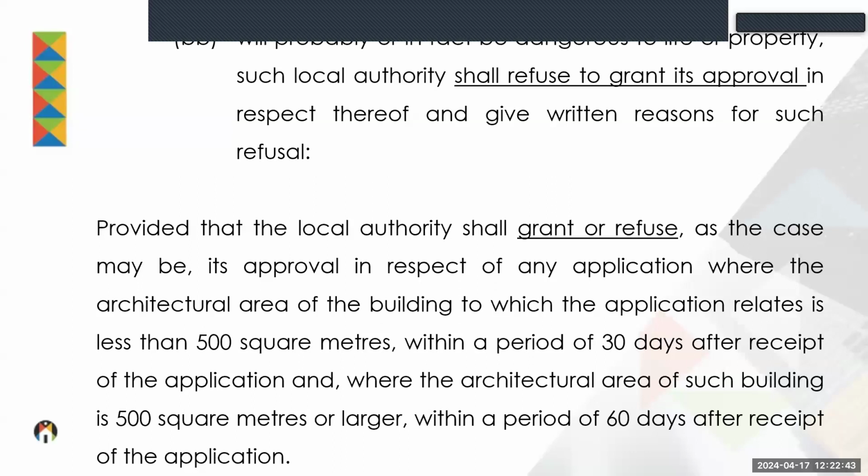Now, I've mentioned time limits. The Act stipulates that the local authority must approve or refuse a building plan within a period of 30 days if it's less than 500 square meters. If it's more than 500 square meters, within a period of 60 days after receipt of the application.